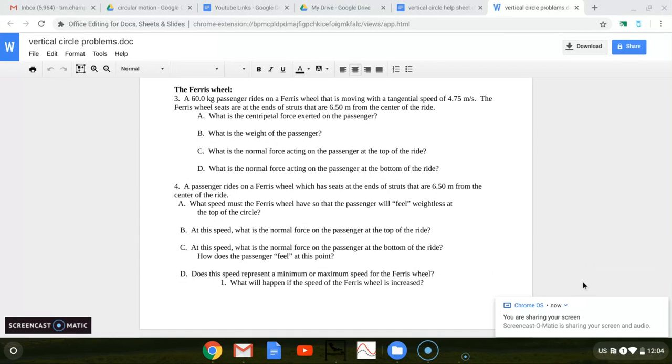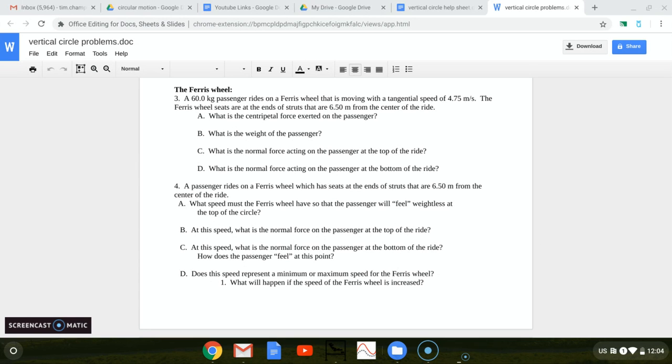Okay, so here's the video for number 3 and number 4. You will realize that this ends up being almost identical to number 1 and number 2. So we'll go quickly here. So we'll start on number 3. Now we're doing a Ferris wheel.